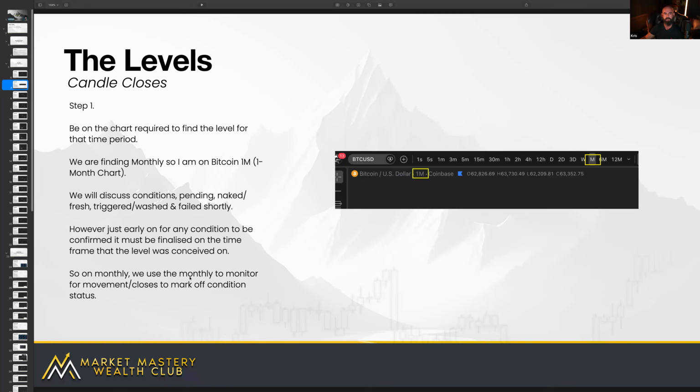So on a monthly, we use the monthly to monitor for movement, closes to mark off conditions. So again, I'm just putting this in your head now. Monthly, weekly, daily. You want to see for the level to exist, the day must close, and then ideally for that time frame to accept what happened at that level, the same time frame needs to close. But as traders, we're anticipating and getting in early to take advantage, hoping that a monthly level will close green and we've got in on the low.